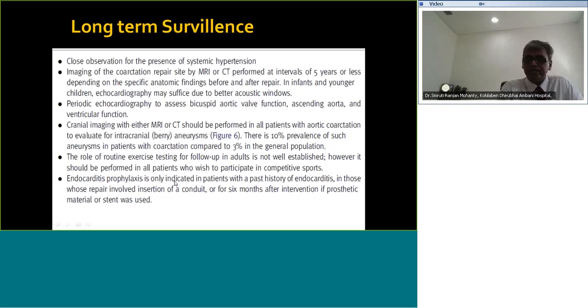Endocarditis prophylaxis is only indicated in patients with a past history of endocarditis, and in those whose repair involves the insertion of a conduit, for 6 months after the intervention, where a prosthetic material or stent is used.